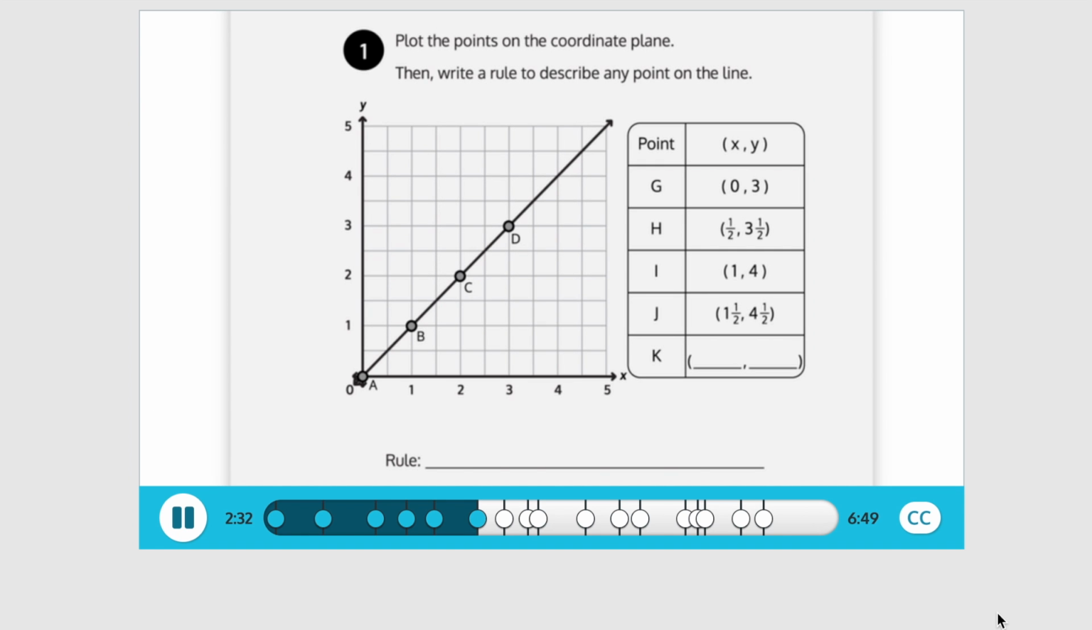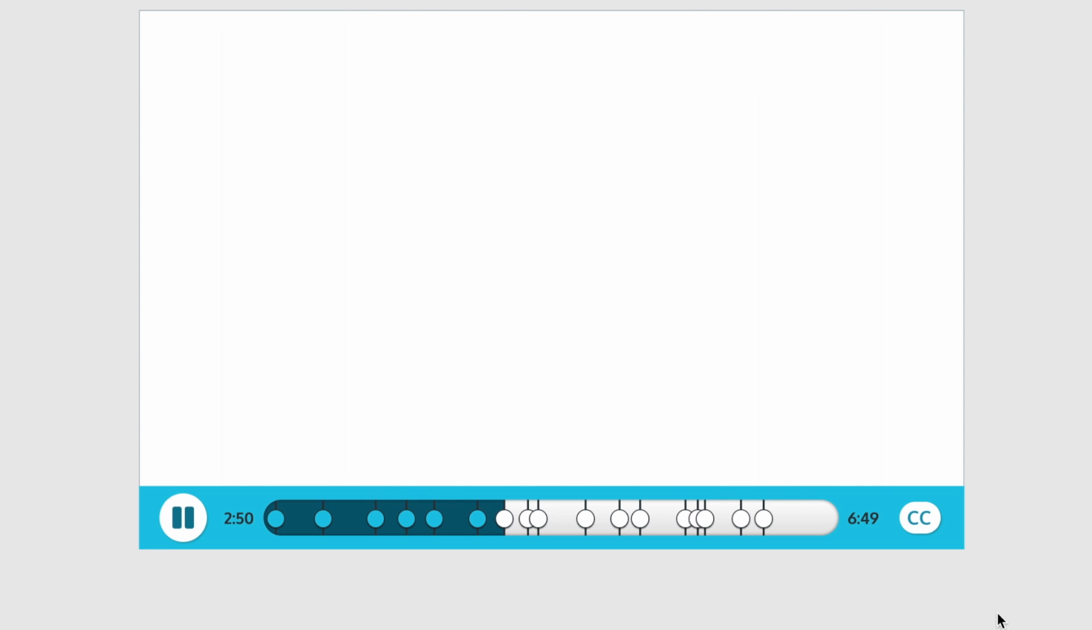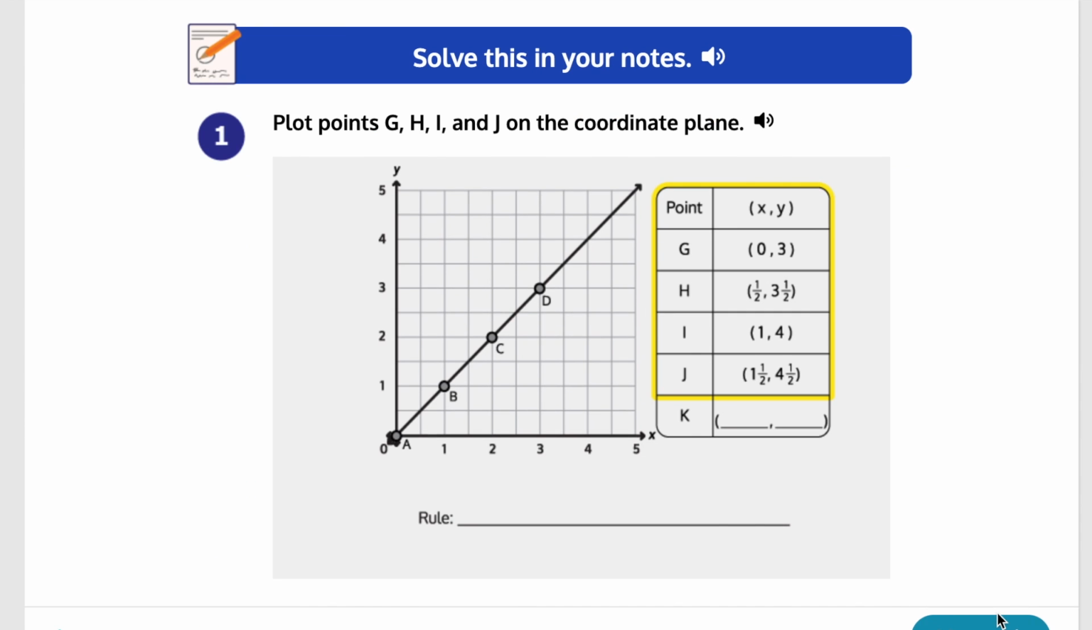Awesome. This time, x is not equal to y. For each of these points, the y coordinate is always greater than the x coordinate. Each y coordinate is 3 more than its corresponding x coordinate. Plot these points on the coordinate plane. All right, go ahead and in your notes, plot these points on the coordinate plane. Pause the video if you need to, and you can work with a partner.